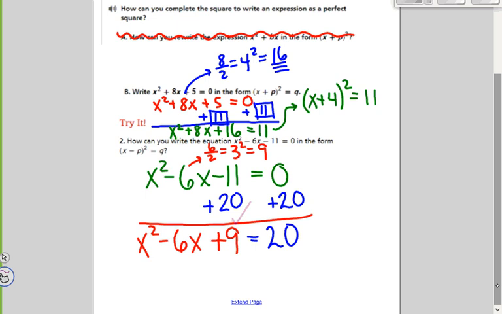And now I can turn it into a binomial. X minus half of 6 squared equals 20. We don't have to square root both sides. 3 squared is 9, just a quick check there. That's what they wanted. Turn it into x minus p squared equals q. X minus p squared equals q. We're done.